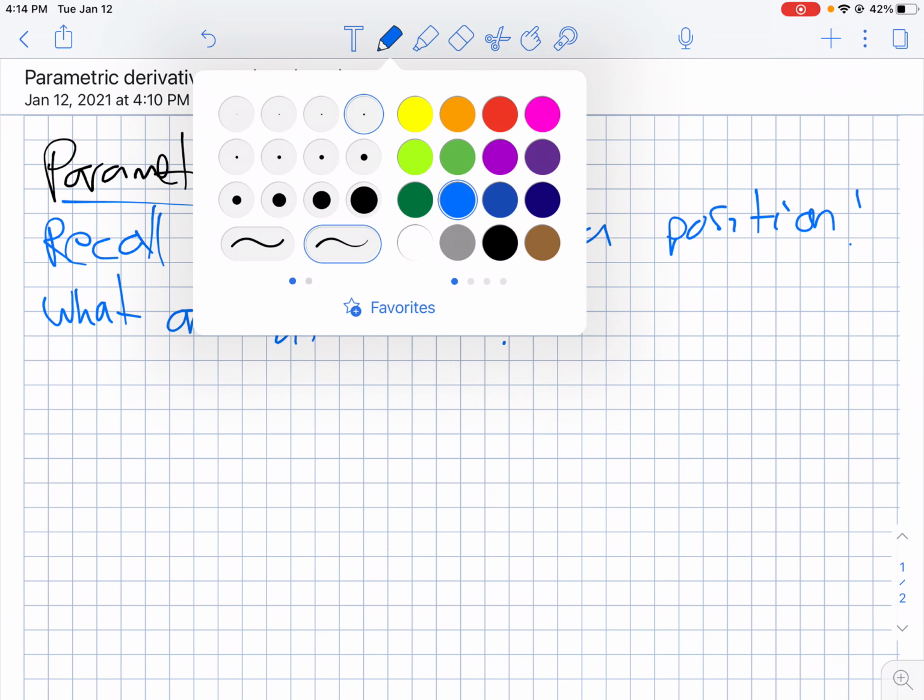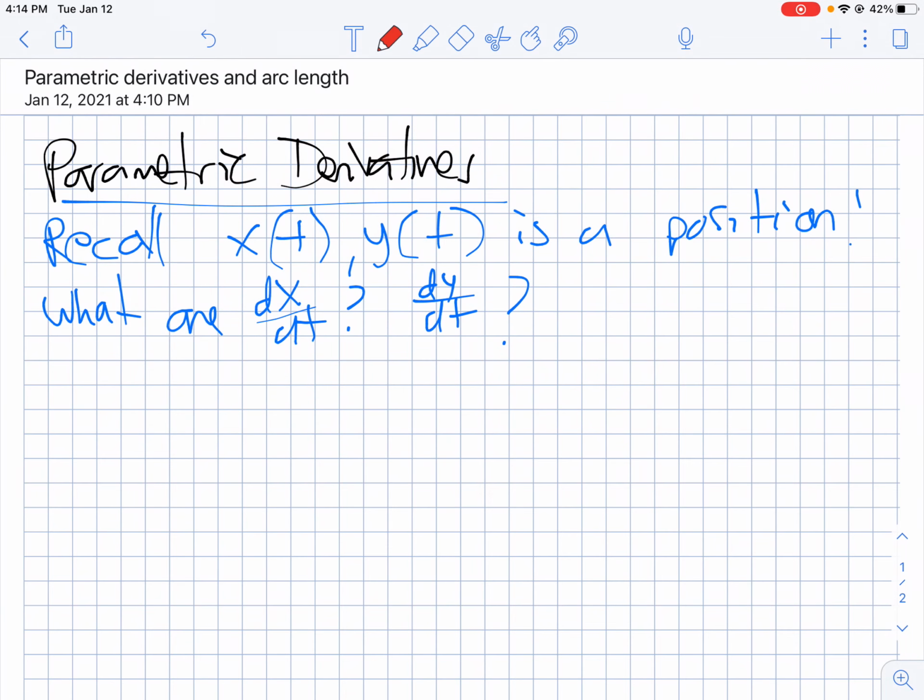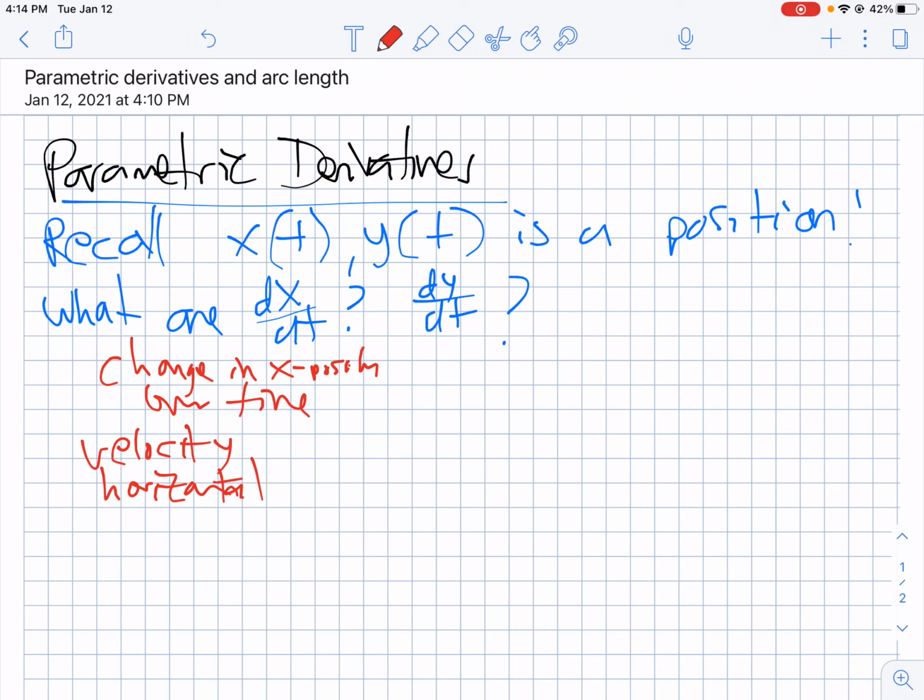Well, if we think about this, dx dt would be like a change in the x position over time. Well, what's a change in position over time? It's a velocity. In particular, you're thinking of a horizontal velocity. Now, when we think about dy dt, of course, the same thing comes to mind. It's the change in y position over time. So that would represent a vertical velocity.